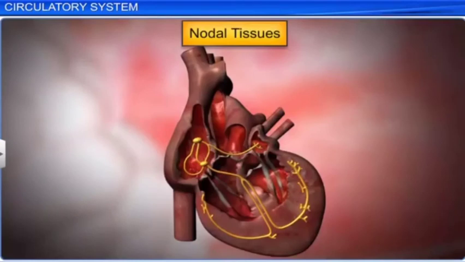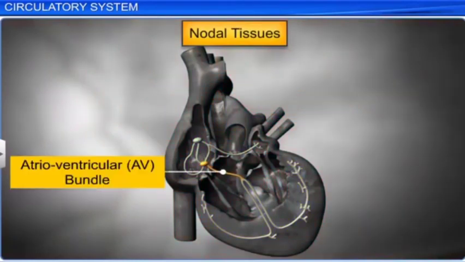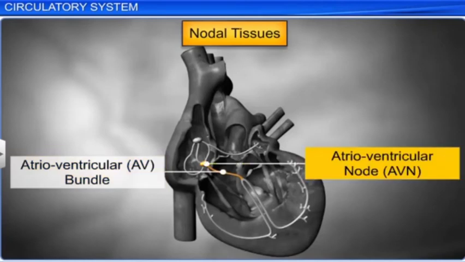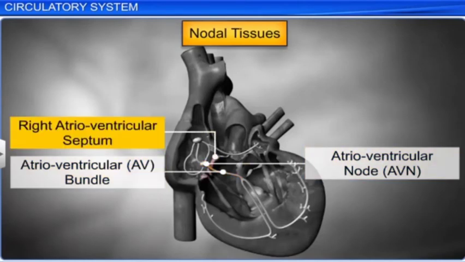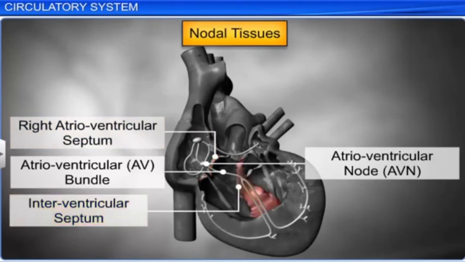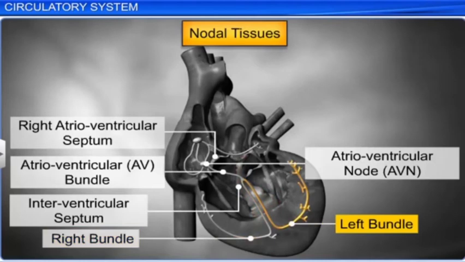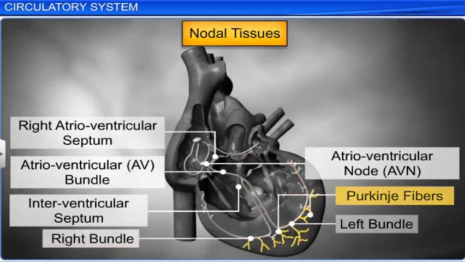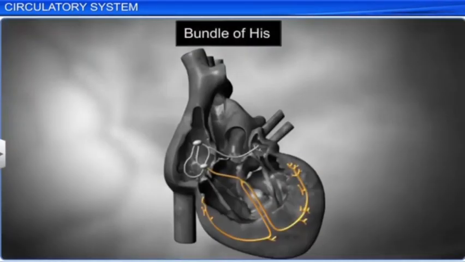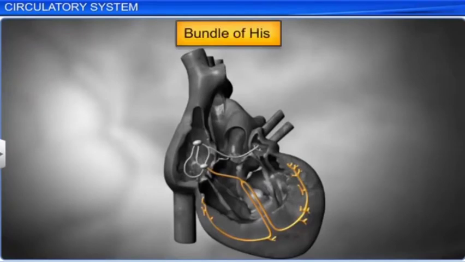Another group of nodal tissue starts as the atrioventricular bundle or AV bundle from the atrioventricular node, and passes through the atrioventricular septum and then through the interventricular septum. These finally branch into the right and left bundles in the ventricles and form minute Purkinje fibers over the ventricles. All these fibers together form the bundle of His.